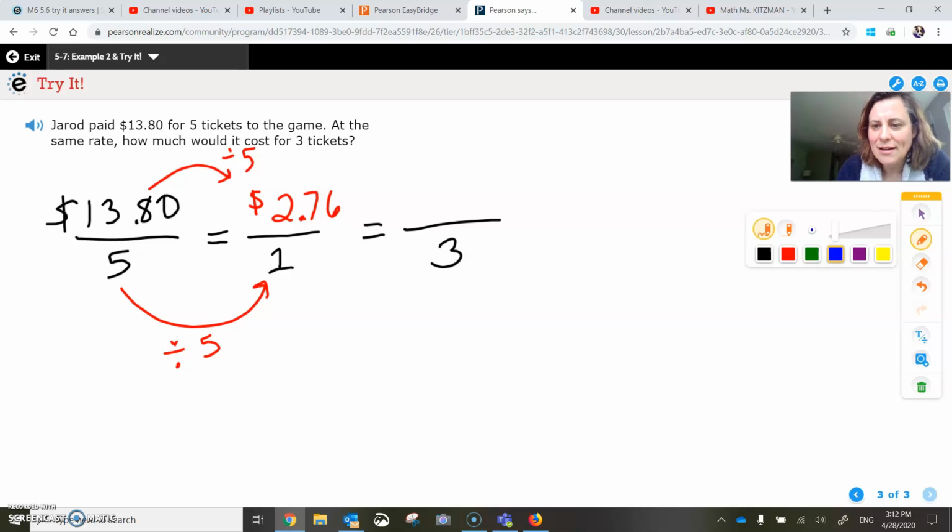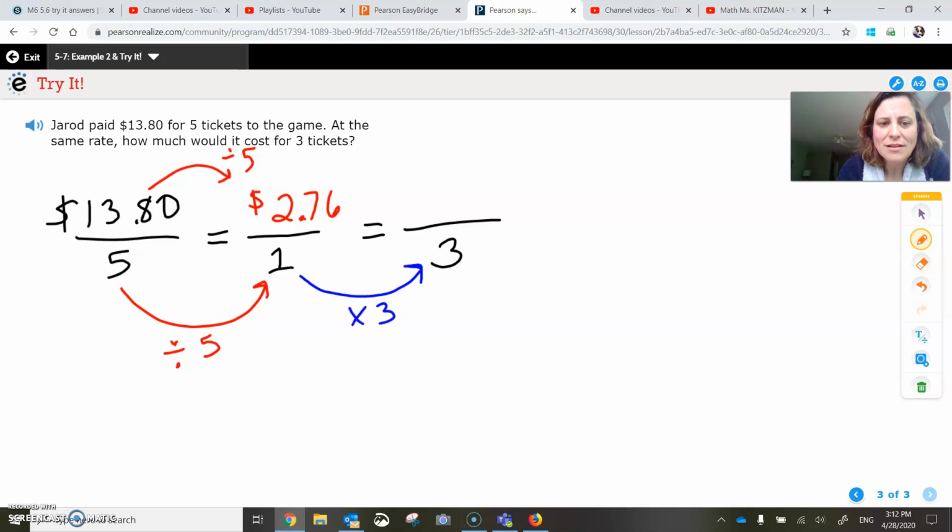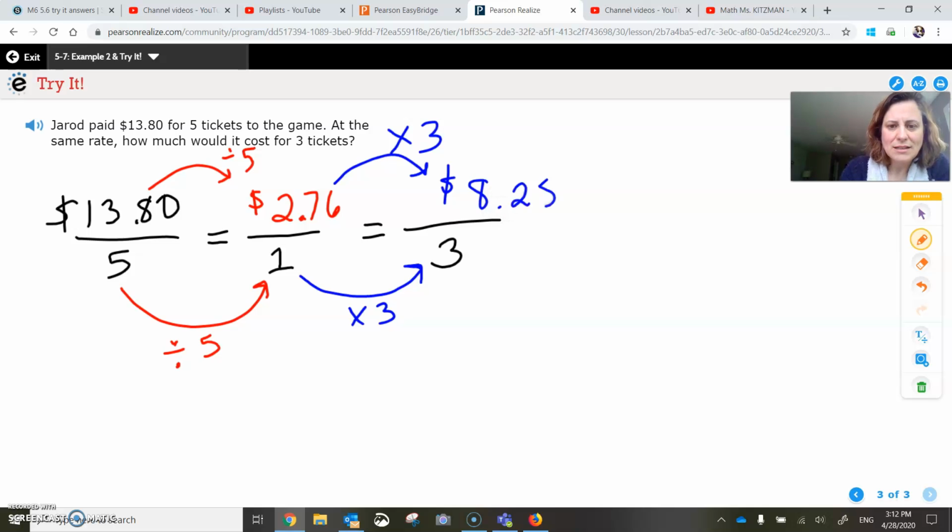So once again, I'm thinking about what I would have to do to this number to get that number, and the answer is multiply it by 3. So we're also going to multiply this by 3. 2.76 times 3 is $8.28. So it costs $8.28 for 3 tickets.